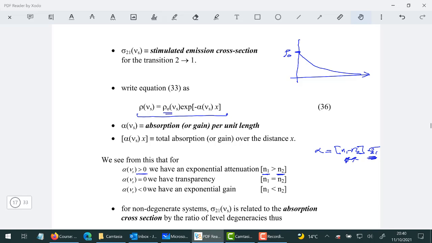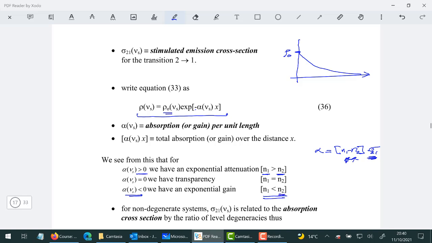Let's look at it the other way around. Supposing that alpha was negative, then we've got negative alpha, or alpha is a negative number, minus that number. That means that minus alpha will be a positive number. So when does alpha become negative? It becomes negative when n1 is less than n2.